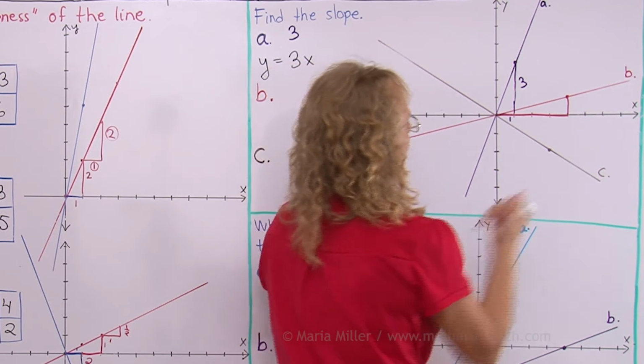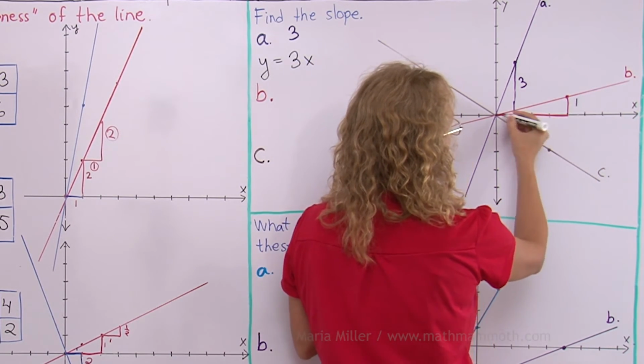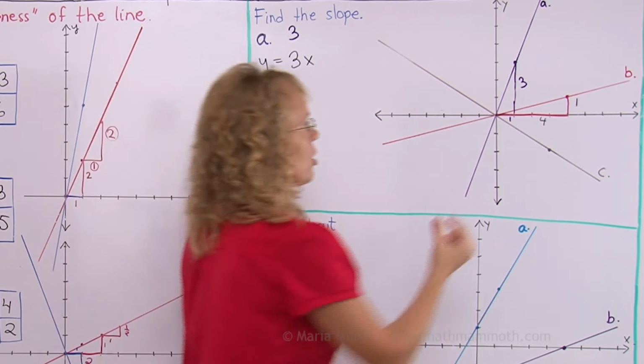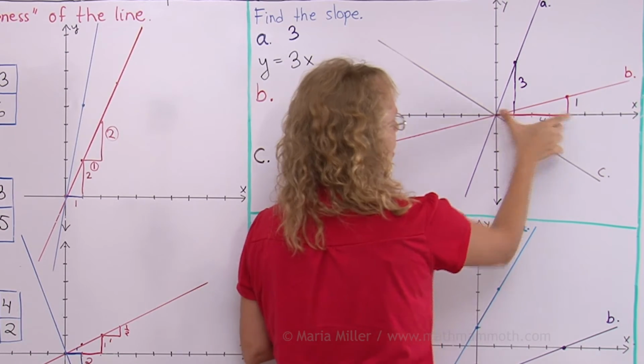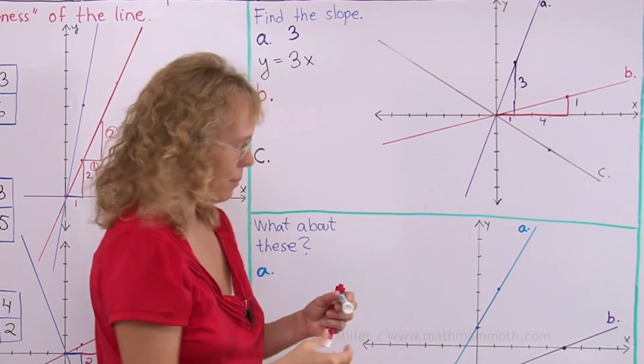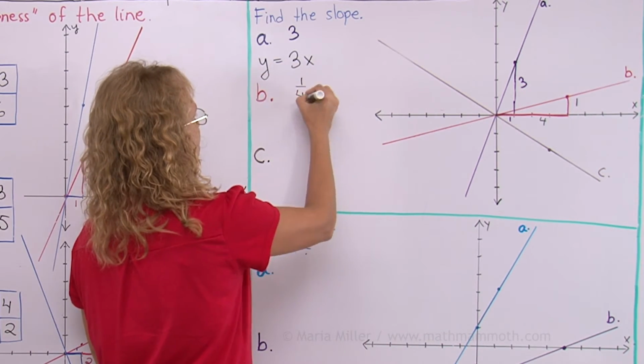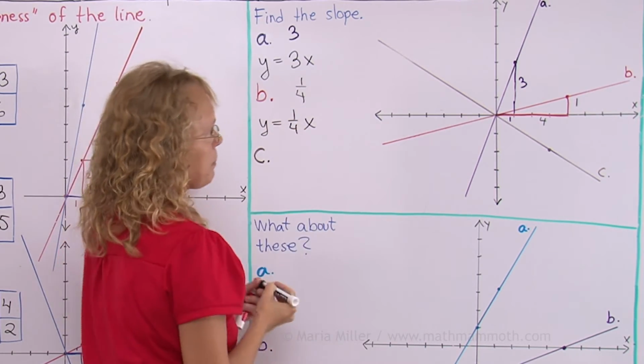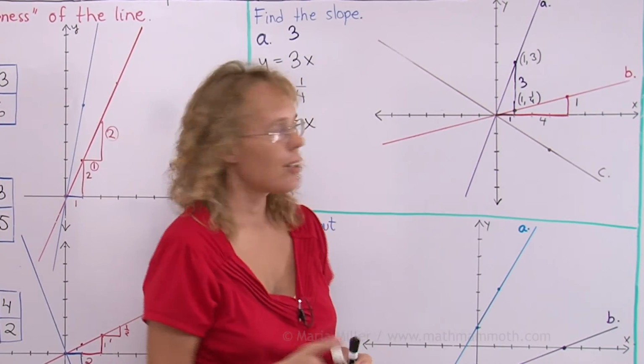Okay, the y increase is just 1, and then I went 4 units x ways. Now look at the ratio of this to this. So the slope is 1/4. And the equation is y equals 1/4 times x. And then lastly, the brown line.